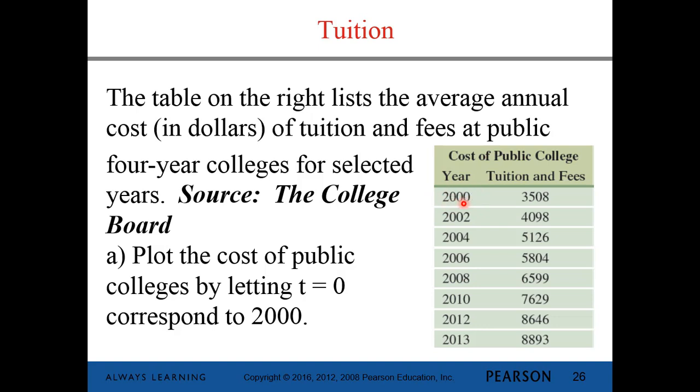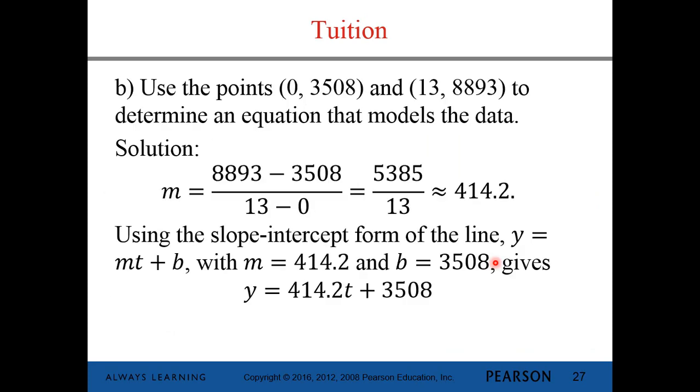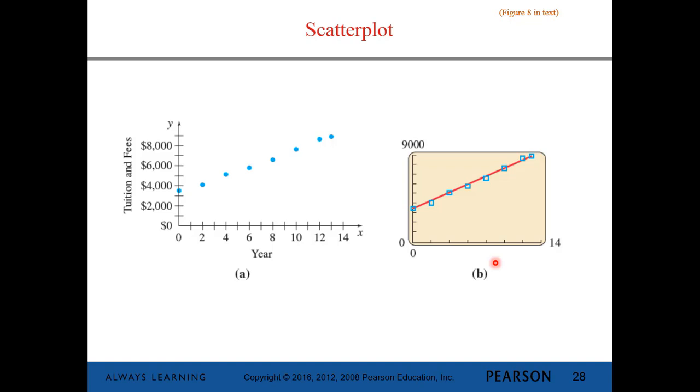So this would be t equals 0, this would be 2, 4, 6, 8, 10, 12, and then 13. We're going to plot this data and see if it gives us a straight line. Is it going to be perfectly straight, or approximately straight? Could we model it using a straight line? Well, let's look at it.